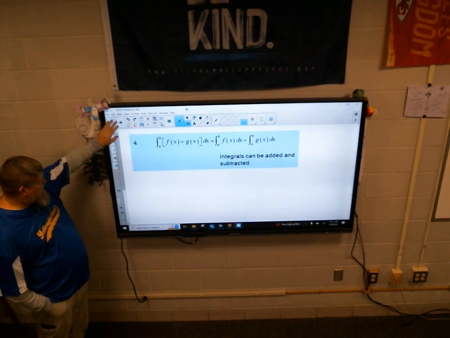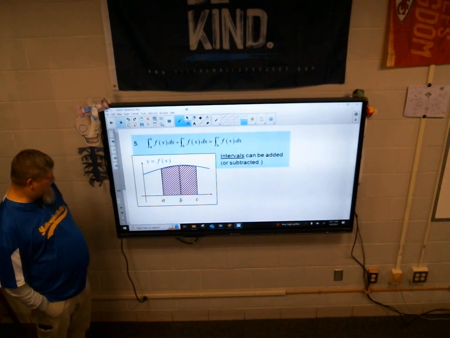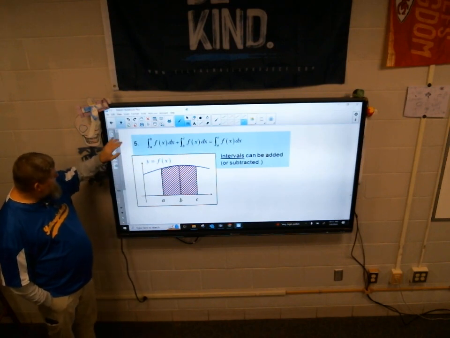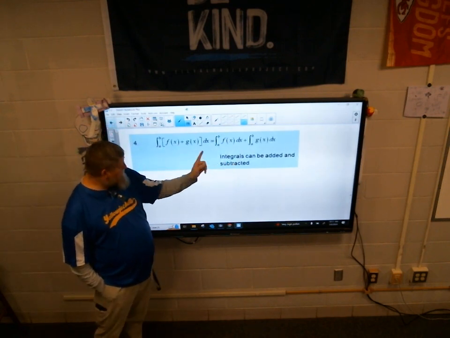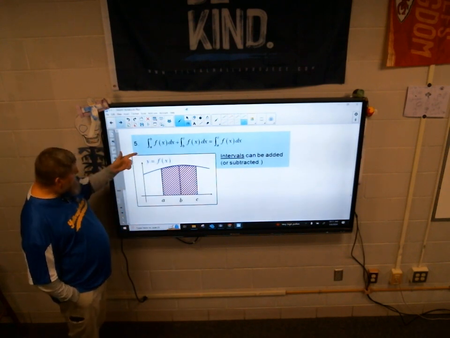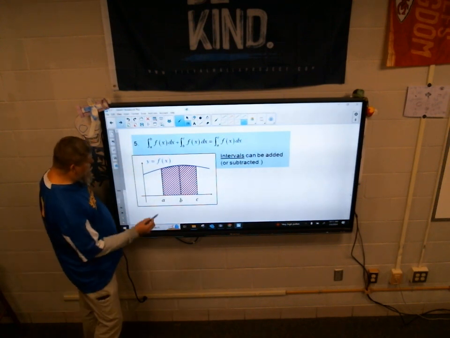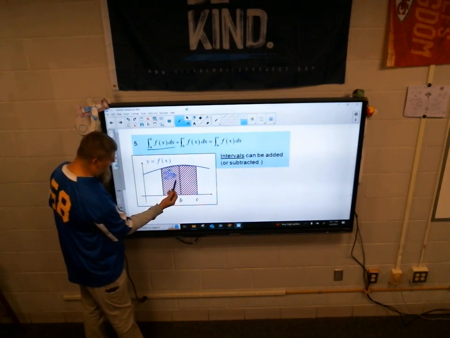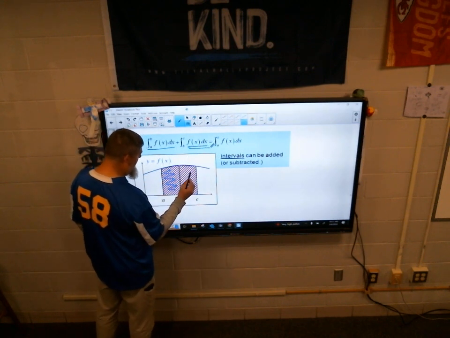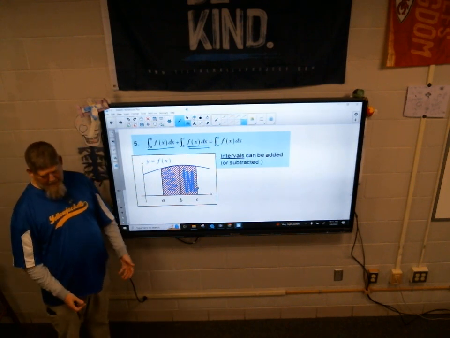Integrals can be added or subtracted. What's that one say? Not just integrals, but intervals can be added or subtracted. So if I just have intervals, like from A to B and B to C, I can simply add that and have A to C. It's like saying this one here is finding this area between A and B, and then from B to C, I'm finding this area here. Well, that's just the same thing as from A to C.